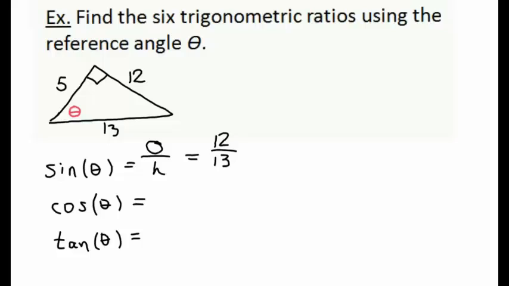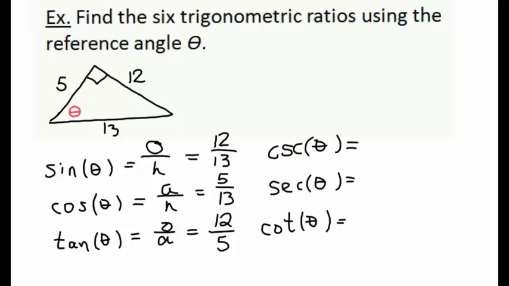Next up, cosine of theta is adjacent over hypotenuse. The adjacent length is 5, and we know the hypotenuse is 13. Tan of theta is opposite over adjacent. The length of the opposite side is 12, and the length of the adjacent side is 5. So these are our three main trigonometric ratios. So let's move on to our other three trigonometric ratios.